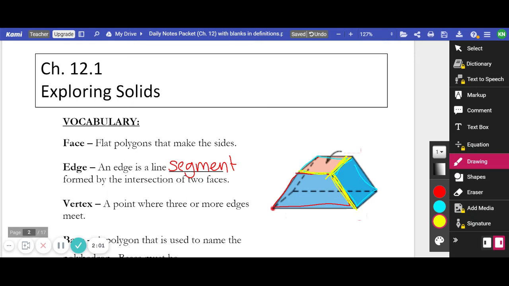Vertex, that's a familiar word to us. A vertex is a point where rays meet in an angle or segments meet in a polygon, and it's where edges meet on these solids. Here is an example of a vertex. Up here is another example of a vertex. There are many examples of vertex on this picture.